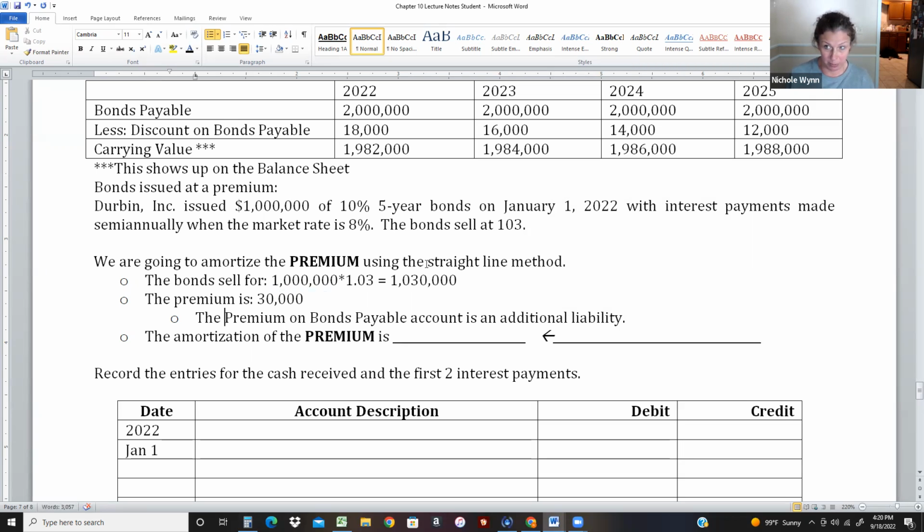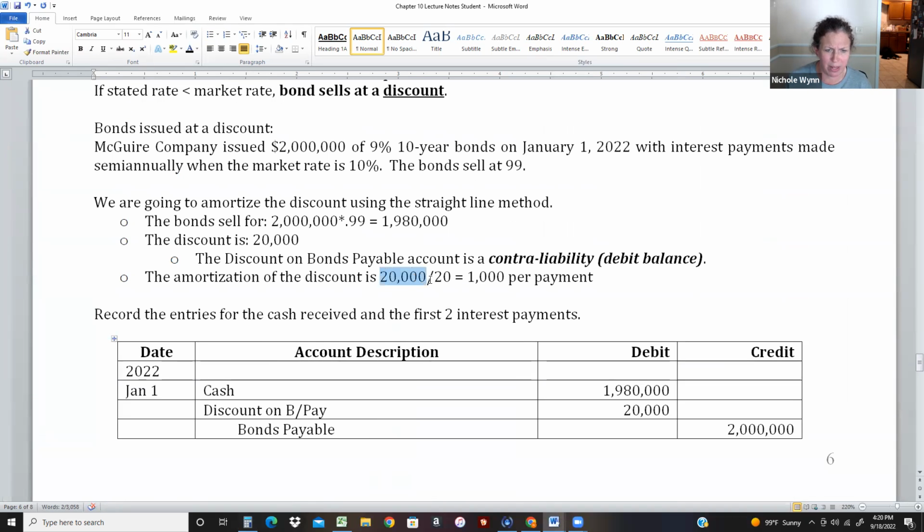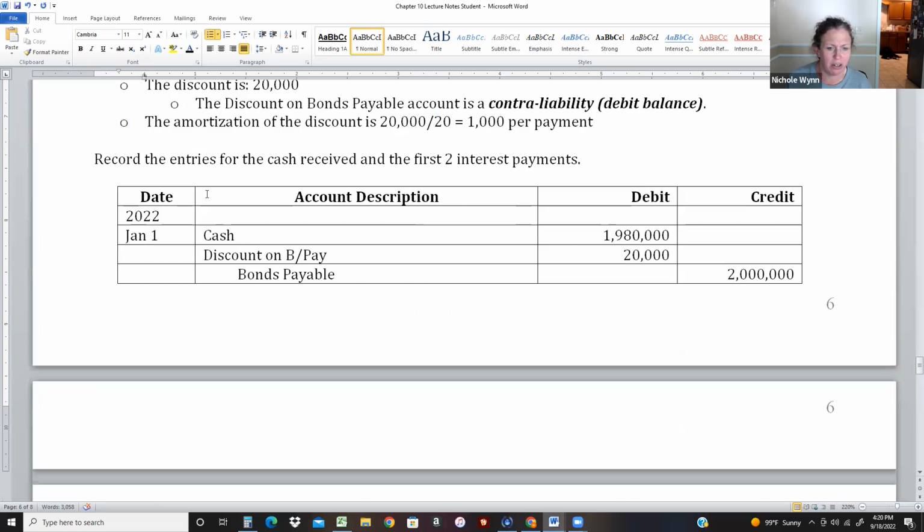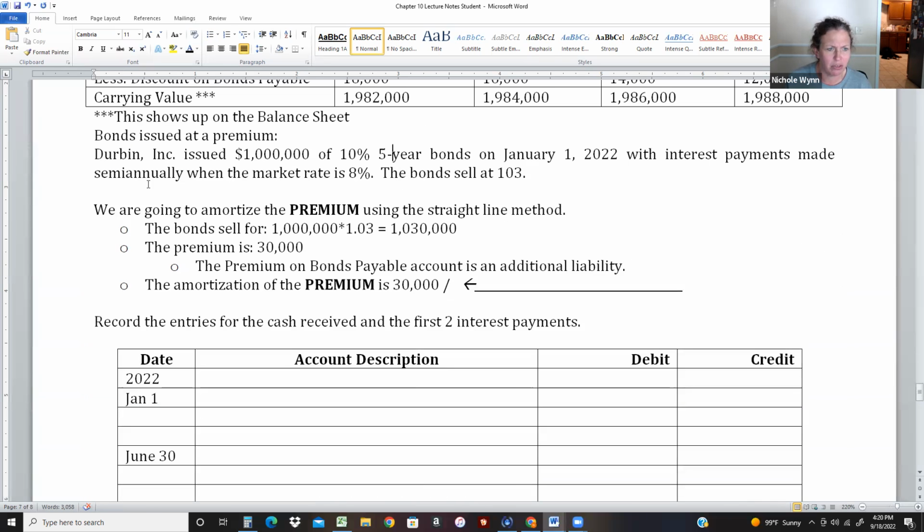So discount on bonds payable had a debit balance, but premium is the opposite. It's going to be a regular liability with a credit balance. So for the amount of the premium, I'm going to take the 30,000 and divide by the number of payments of this bond. Remember last time, when it was the $20,000 discount, we divided it over 20, which was 10 years, twice a year. This bond is a 5-year bond, twice a year, so I'm going to divide by 10. So my amortization of the premium will be $3,000.